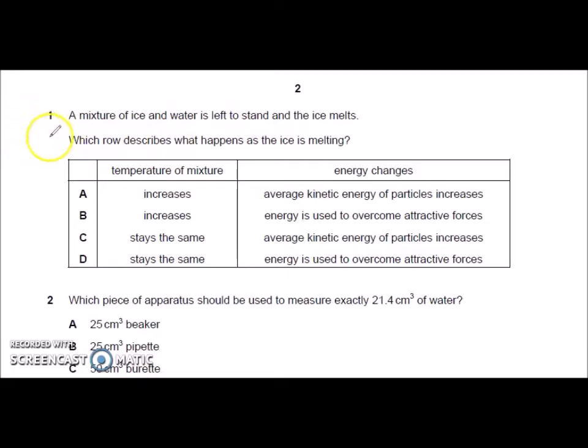Okay, the first question is, a mixture of ice and water is left to stand and the ice melts. Which row describes what happened as the ice is melting? When the ice is changing to water, it is called latent heat. In latent heat there is no change of temperature, so this 2 is wrong. Temperature stays the same. The energy is used to overcome the attraction force between the solid, so they break the bonding to become water. So your answer is D here.